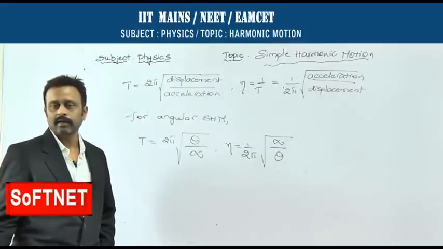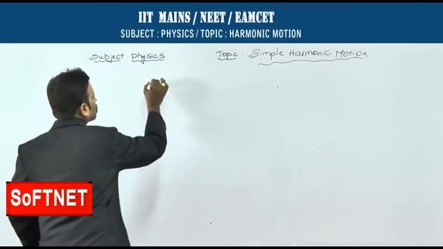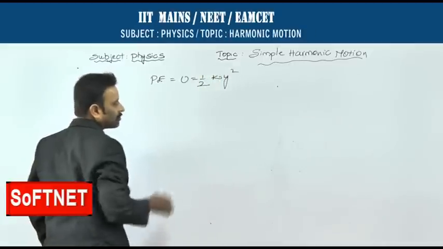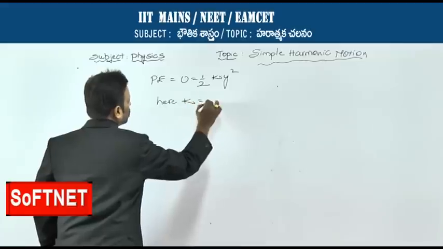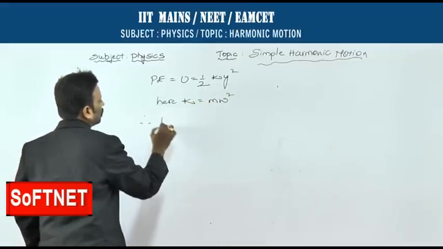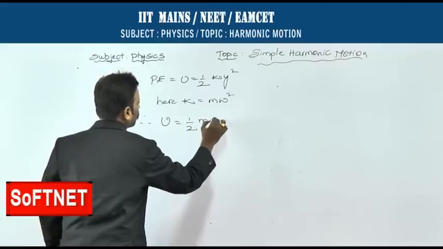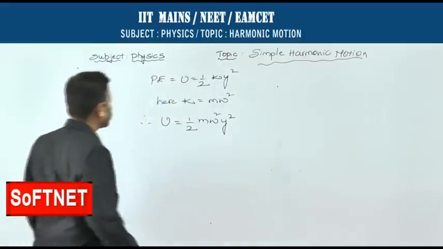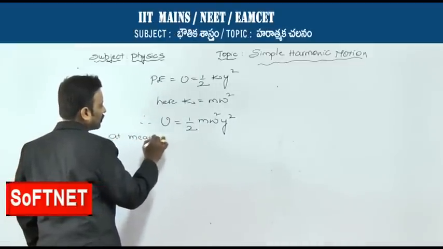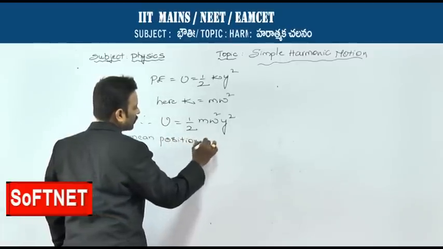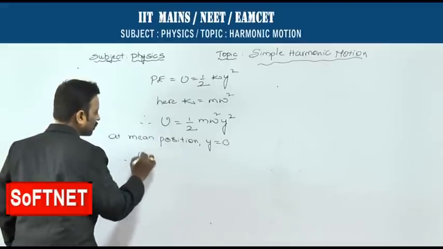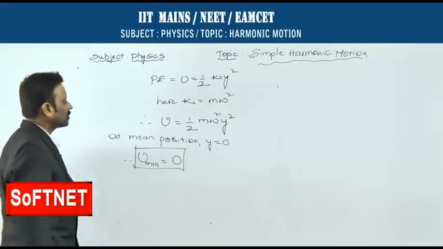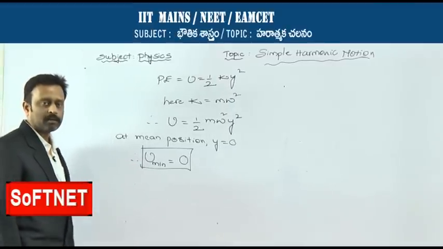Potential energy U is equal to half k y square. Here k is m omega square. Therefore, potential energy is half m omega square y square. This is the formula for potential energy. Now, at mean position, displacement is 0. Therefore, potential energy will be 0. That is, when the particle is at mean position, it will be having minimum potential energy.